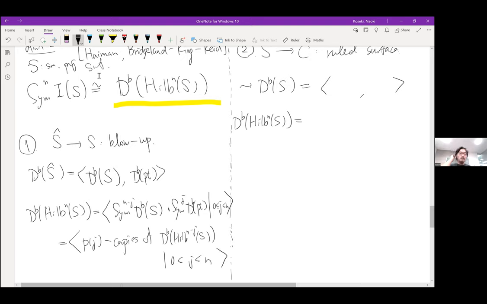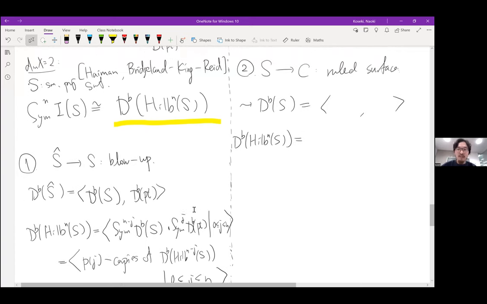Right? So at first sight, it wasn't clear what the relation is between this number p_j and our starting SOD, just one copy of DB of a point. But from my main theorem, it's now clear that this number p_j comes from the Sym^j of the point. So this is the first application.